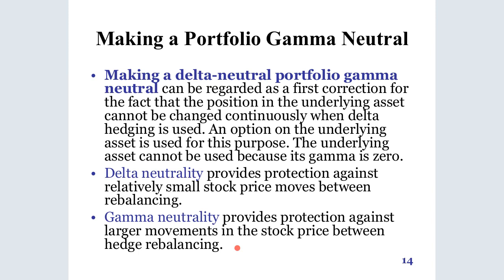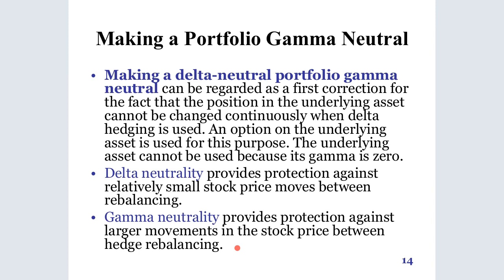Now, as you can make a portfolio delta neutral, you can also make a portfolio gamma neutral. What you can do is first correct for a position in the underlying asset that cannot be changed continuously when delta hedging is used. So while delta can be hedged using cash or the underlying asset, to hedge gamma you need to use an option. You cannot use the same option, because then it will cancel each other out. So you use a different option, but on the same underlying, because the linkage has to be there, to get it to zero.